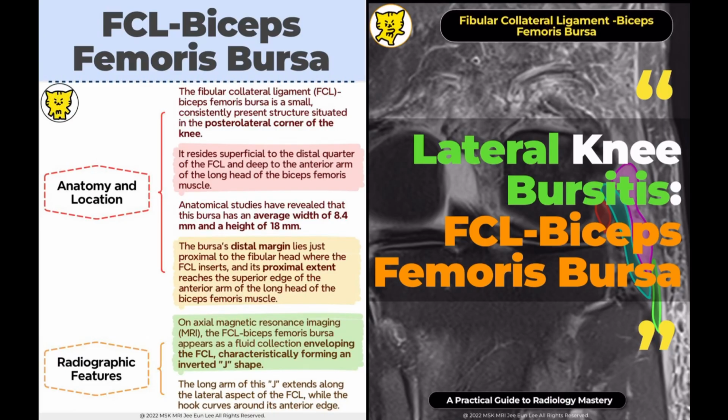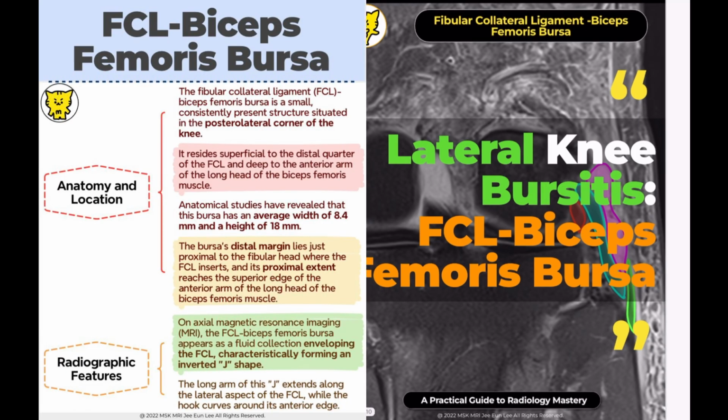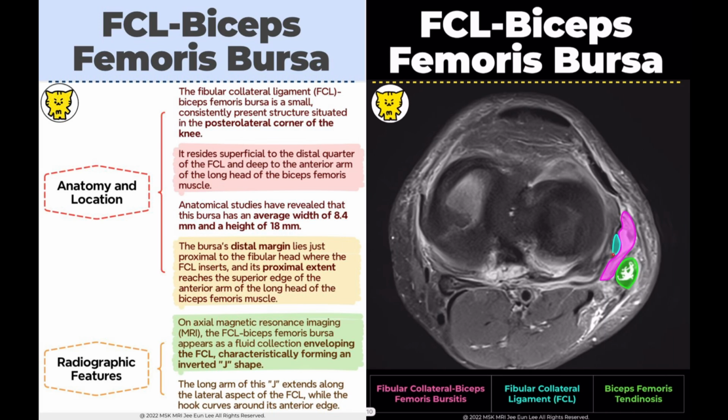Let's analyze the fluid collection observed on the lateral side of the knee. The aqua-colored structure represents the lateral collateral ligament, also known as the fibular collateral ligament (FCL). The green-colored structure is the biceps femoris tendon, which shows increased signal intensity due to tendinosis. Between these structures, the fluid collection marked in pink is the fibular collateral ligament biceps femoris bursitis.